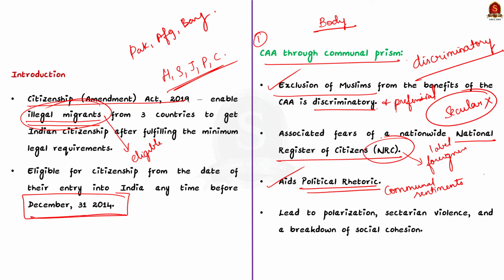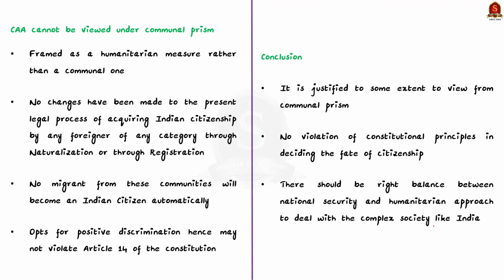Finally, the communal framing of CAA has significant social implications as it deepens mistrust and animosity between religious communities. So this can lead to polarization, sectarian violence and a breakdown of social cohesion, posing a threat to the pluralistic fabric of Indian society. So this is about the first part of the body of the answer. Now moving on to the second part of the body of the answer.